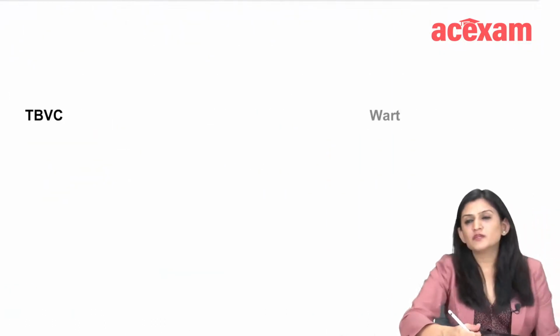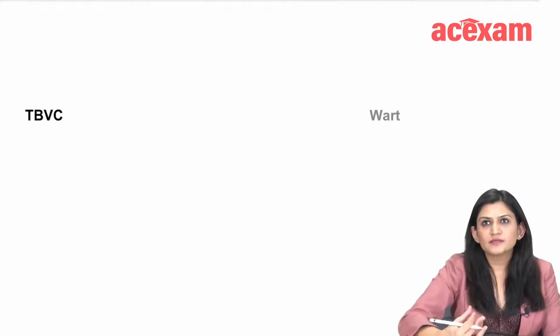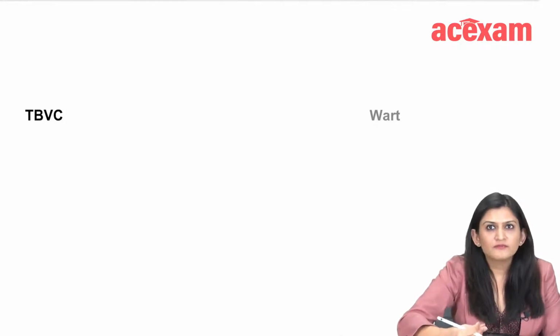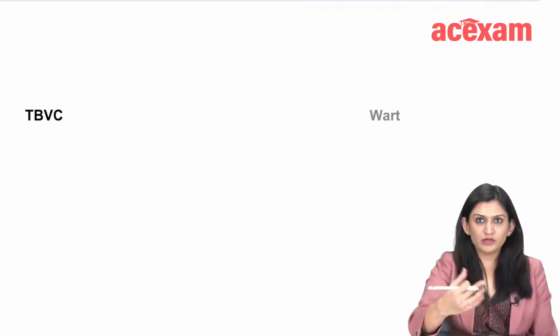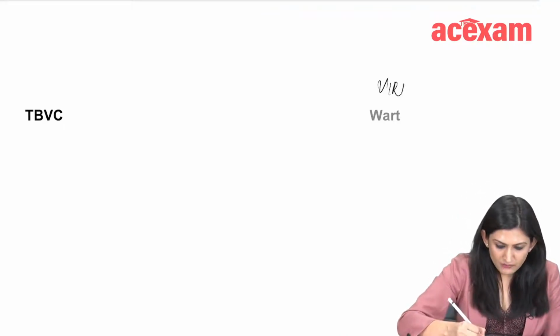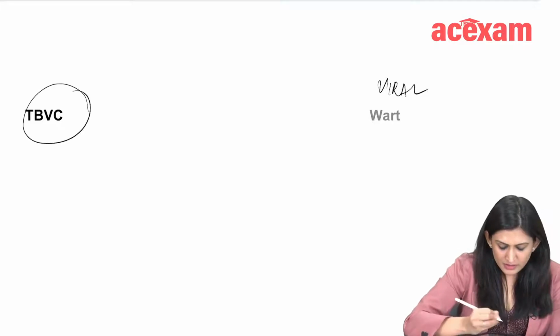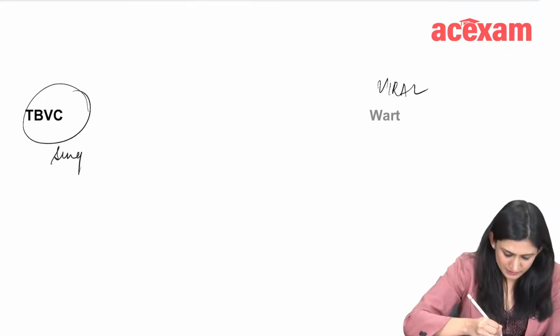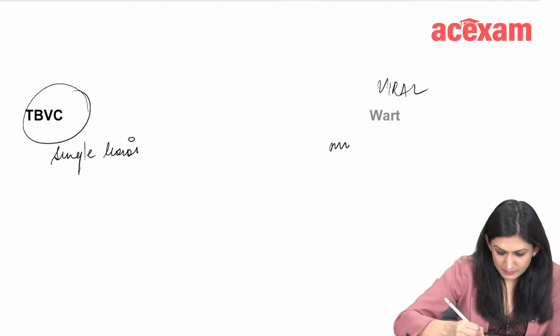So now, whenever you think about warty surface, then what comes into your mind? The first thing that will come to your mind would be a wart, a viral wart. Okay, so how would you differentiate between a viral wart and TBVC? First of all, TBVC would be a single lesion. A viral wart would have multiple lesions.